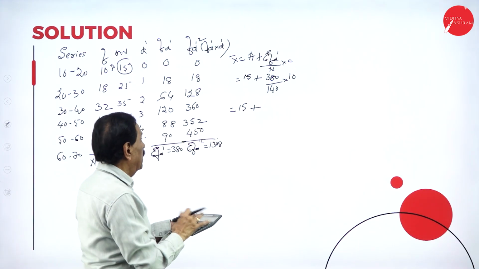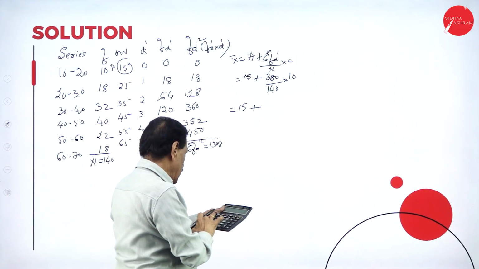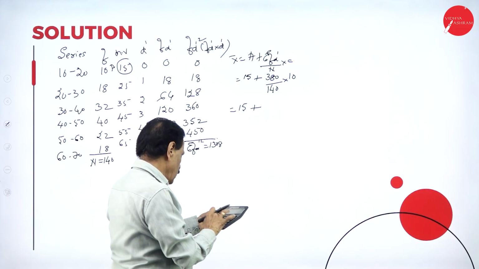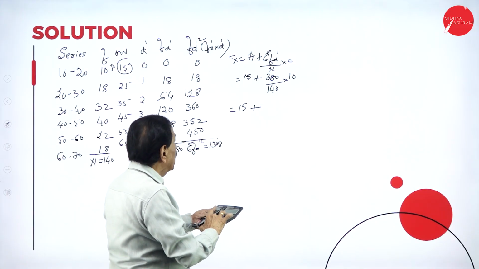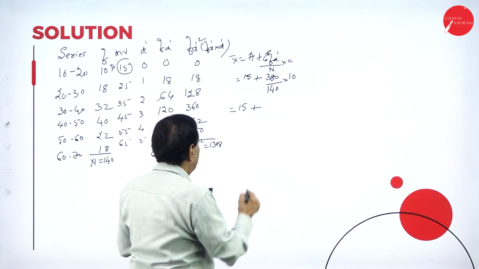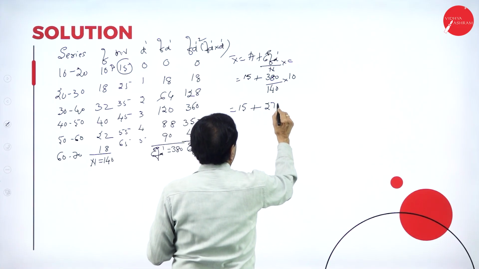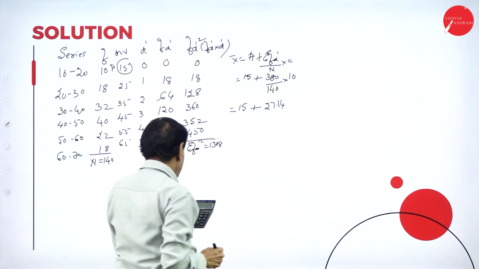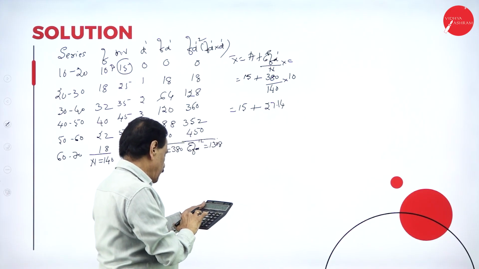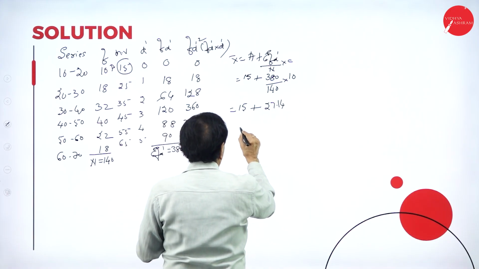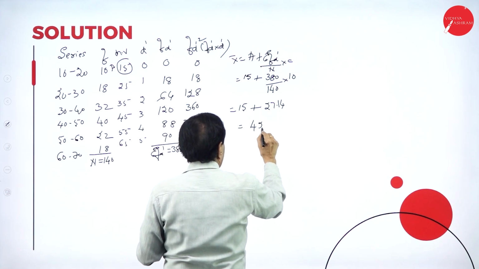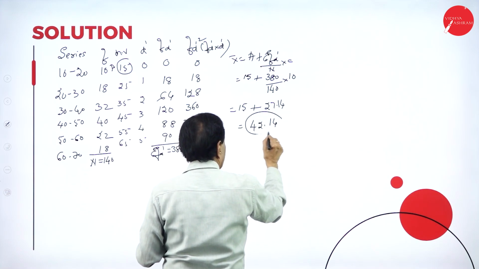Simplify this. 380 divided by 140 into 10 is 27.14. 27.14 plus 15 is 42.14. This goes in favor of the mean.